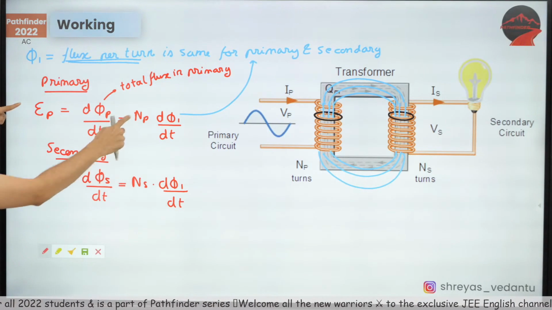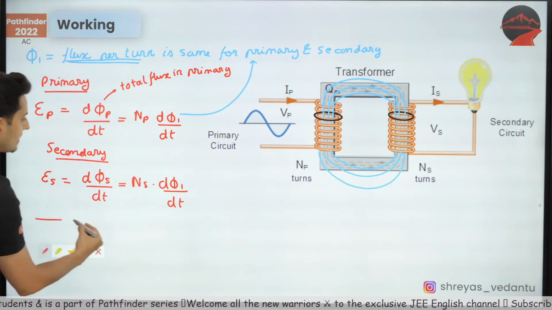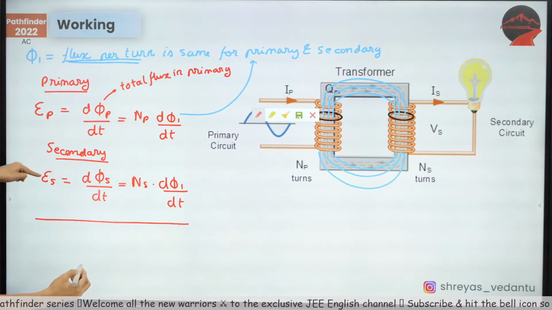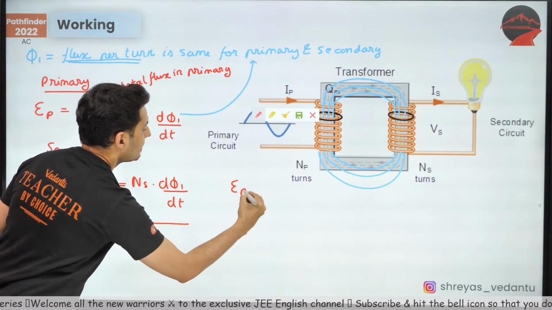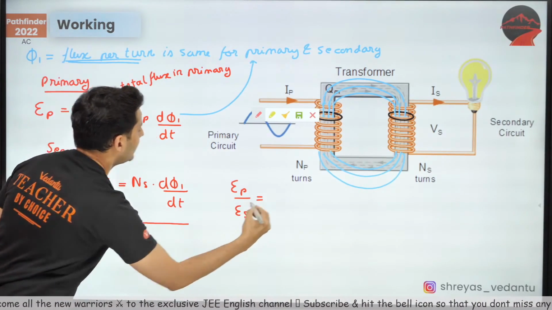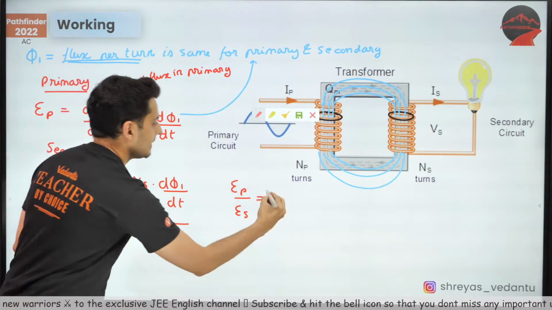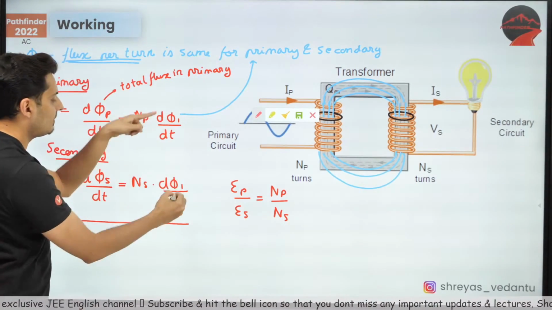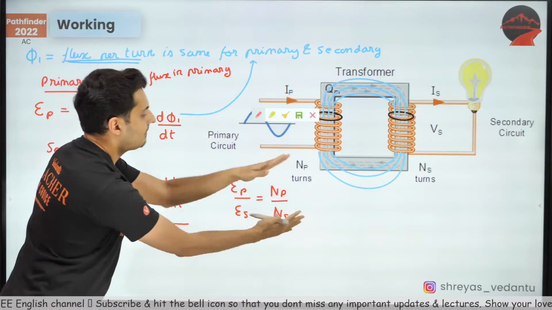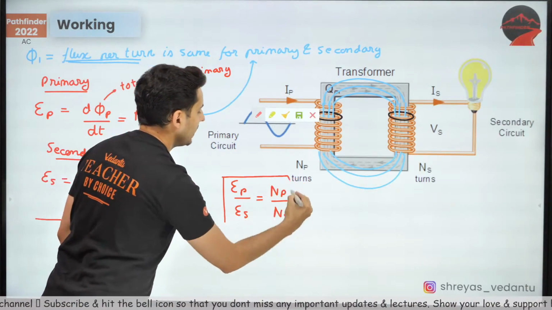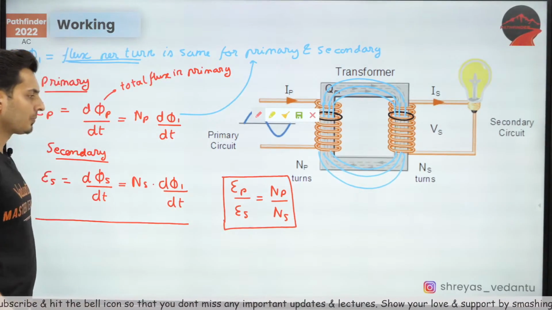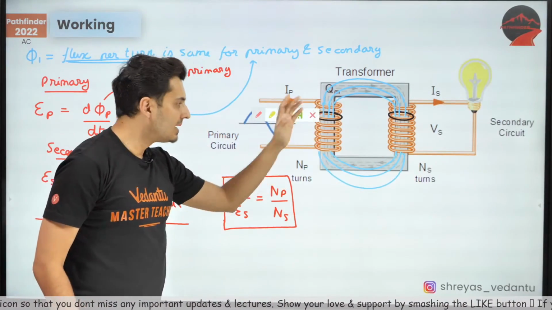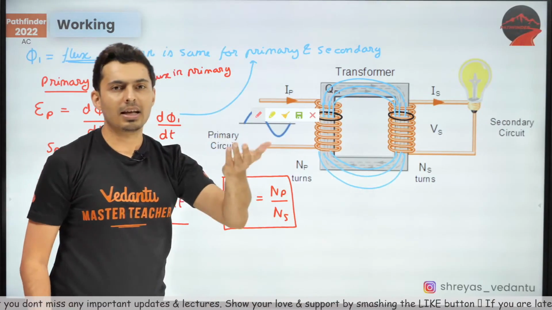And now you have got to the final answer. We're going to divide these two and let's see what we get. Once you divide them, you get EP by ES equal to NP by NS. It will be just NP by NS because d phi 1 by dt in both have cancelled. So this is a very important relationship: primary by secondary voltage is primary turns by secondary turns. As simple as that.